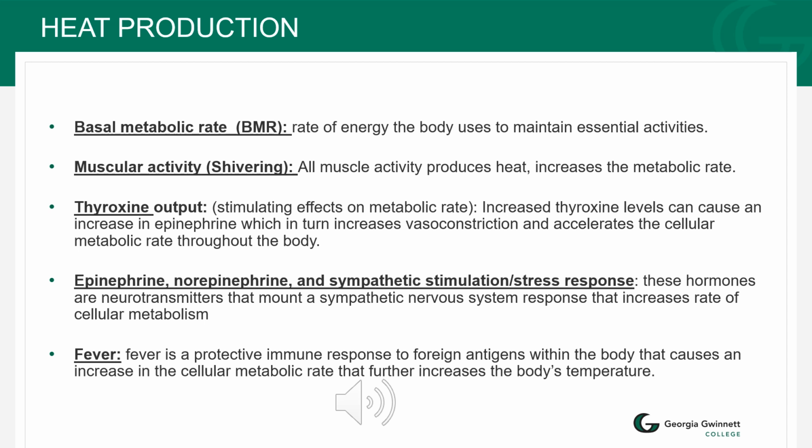And then lastly, fever. Fever is a protective immune response, and we're going to talk more about this in later slides, but it is a protective immune response to foreign antigens that are within the body, and it will also cause an increase in cellular metabolic rate, which further increases the body's temperature. So all 5 of these factors are affecting the body's heat production.